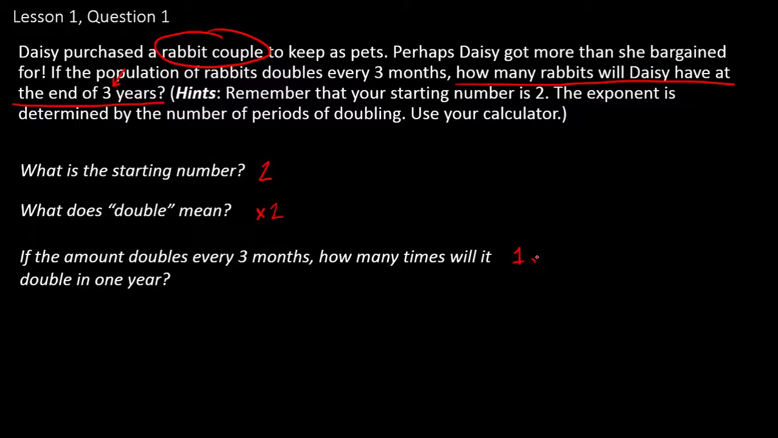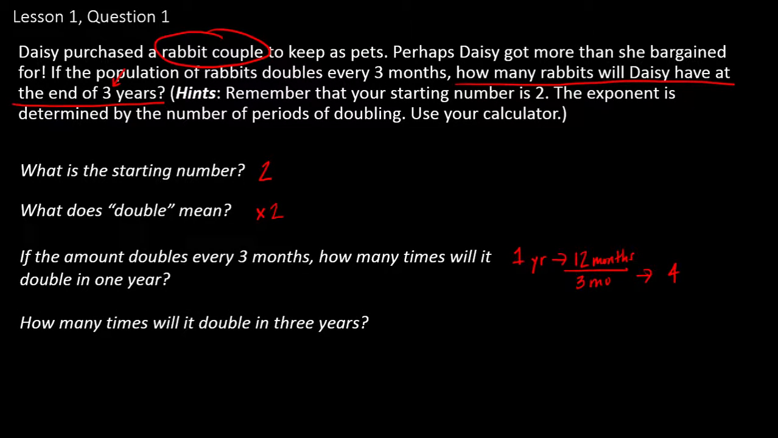Well, I know that 1 year is equal to 12 months. And I want to know how many 3-month periods are in a year. So if I divide this by 3 months, it's pretty easy to see that there will be 4 3-month periods in a year, or 4 times that this population doubles within a year. Knowing that number, I can then ask myself, how many times will this population double in 3 years, which is really what I'm trying to get at. Now, I'll leave that for you to solve. How many times will this population double in 3 years?